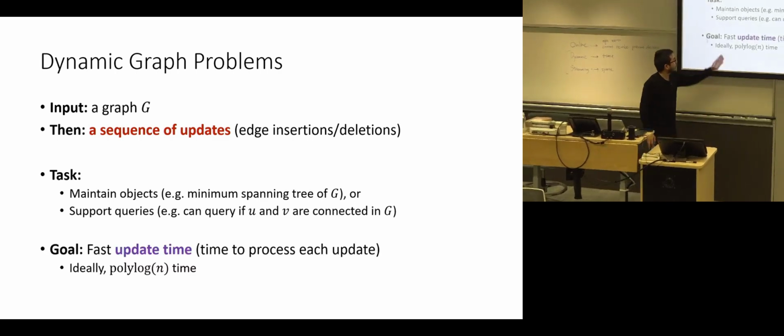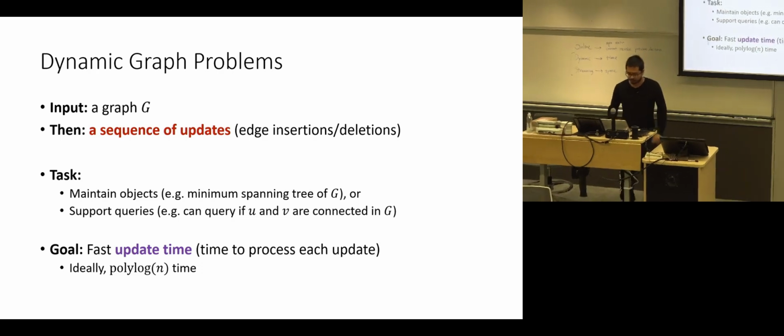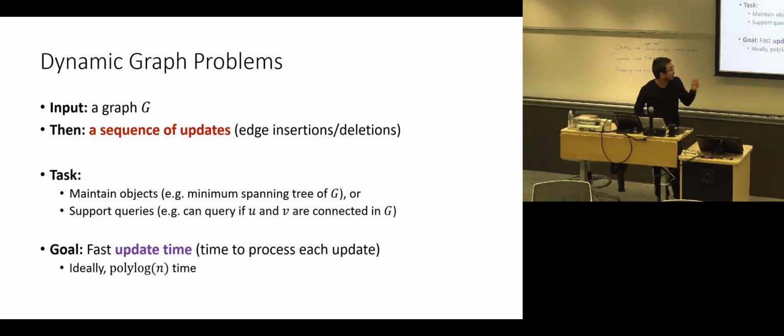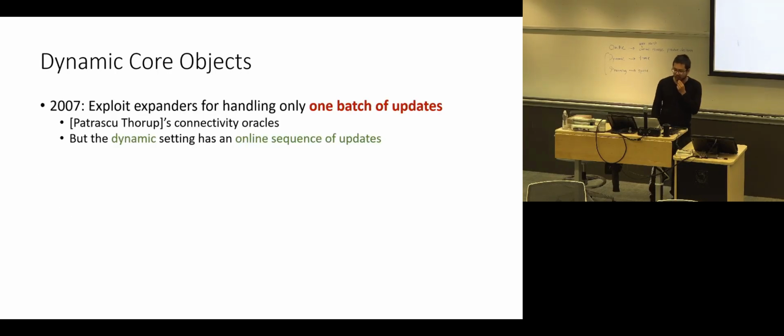The goal for dynamic is to get fast update time, ideally polylog time. And you see this thing, which is the Brandstädt-Thorup connectivity oracle that we learned in class.